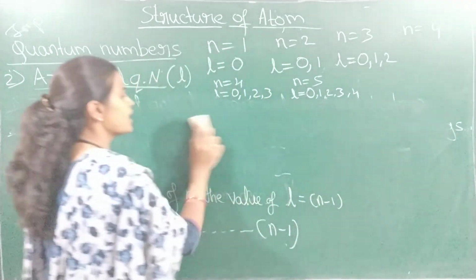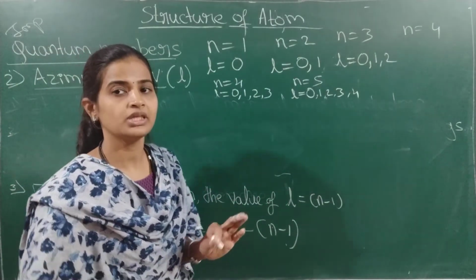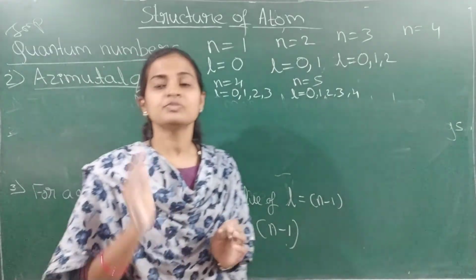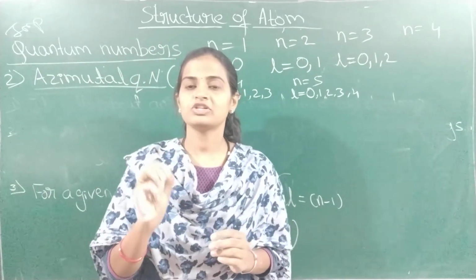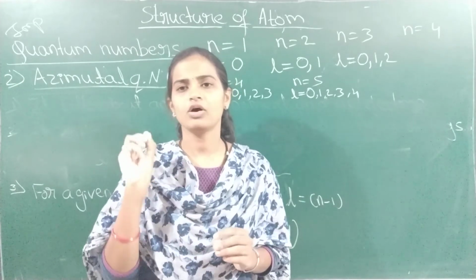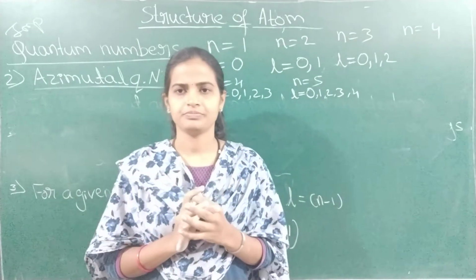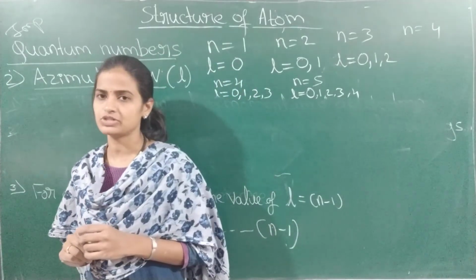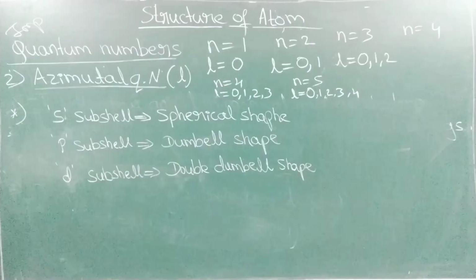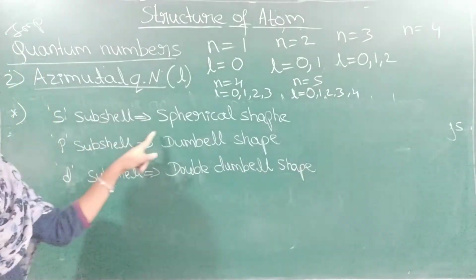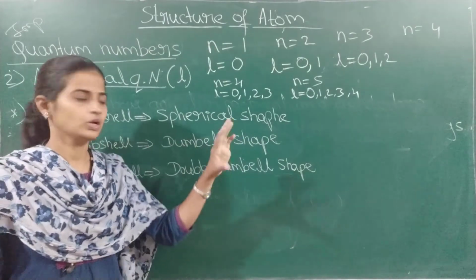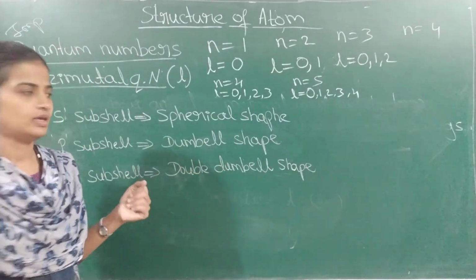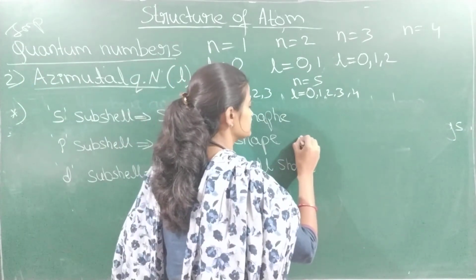The azimuthal quantum number also gives the information about the shape of the orbital, or the shape of the subshell. The s subshell is spherical in shape. The p subshell is dumbbell shape. Okay, we know how the dumbbells will be. Generally we will represent them like this.